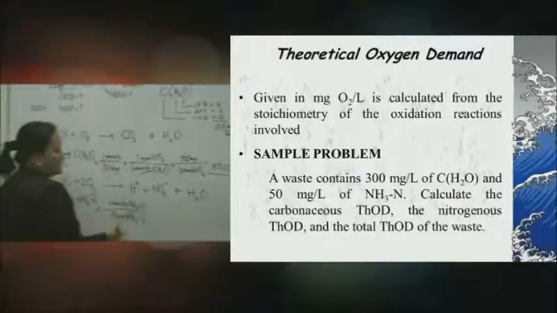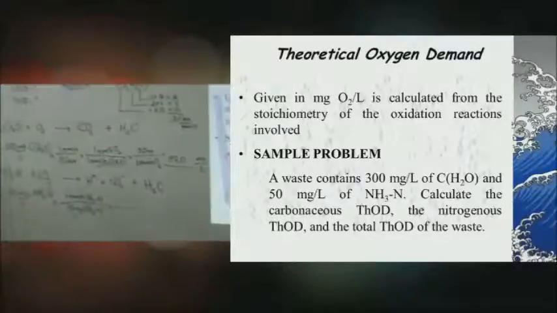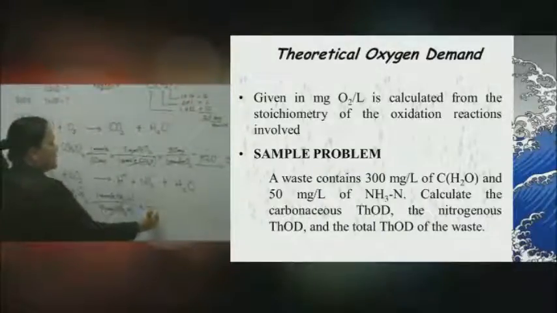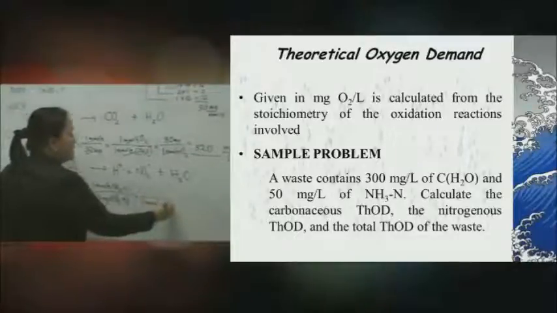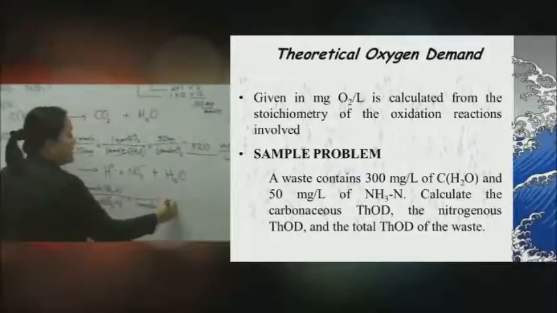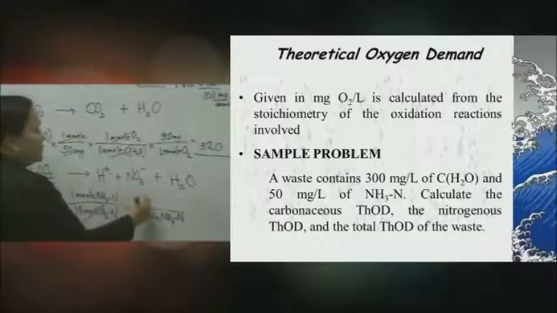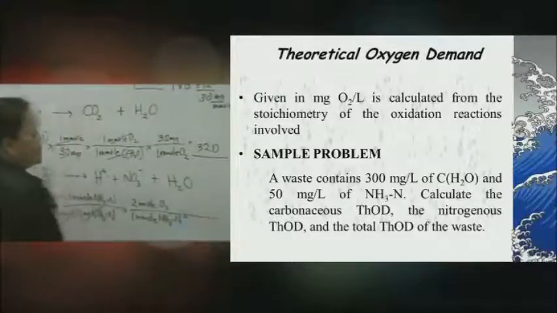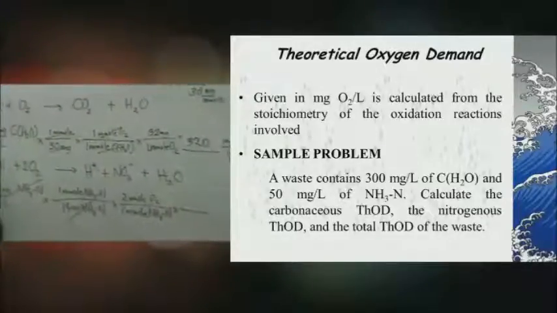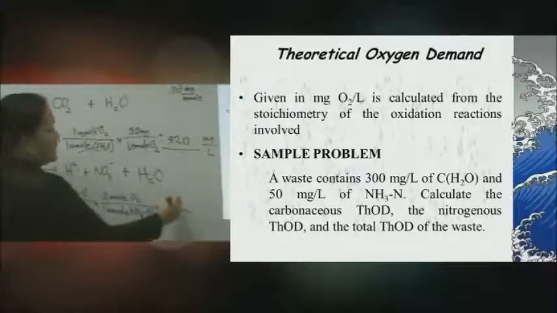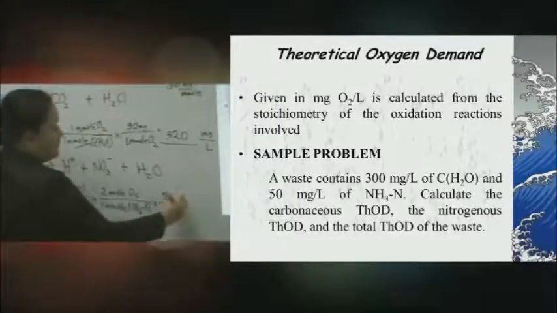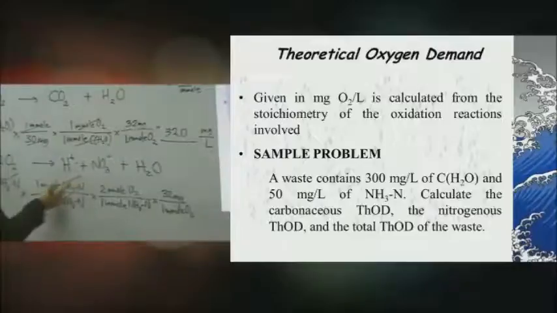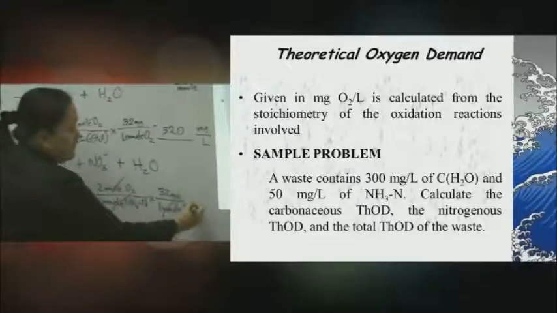So cancelling this out and multiplying it by the balanced stoichiometric coefficients, we have the relationship of 1 millimole ammonia or nitrogen in ammonia to that of 2 millimoles of oxygen. Then, compute for the amount of oxygen by multiplying this by the molar mass of oxygen. So you have 32 milligrams per 1 millimole of O2. This would cancel out to give us the value.